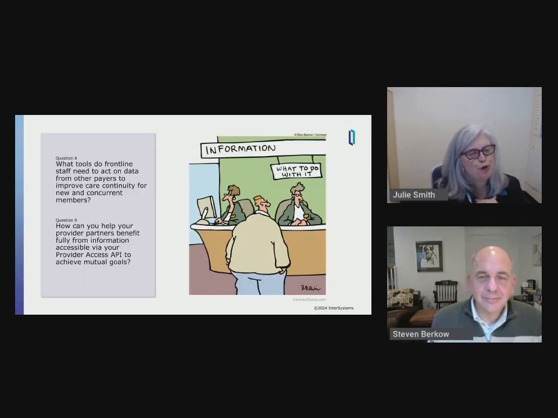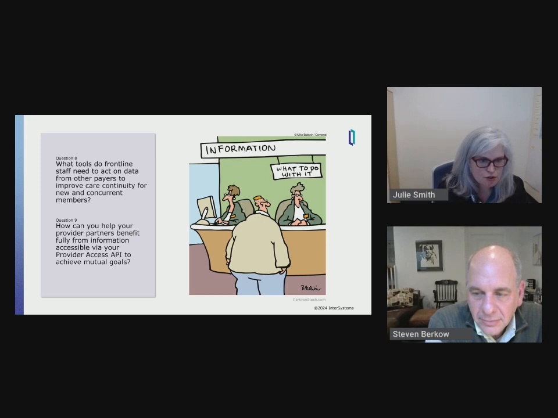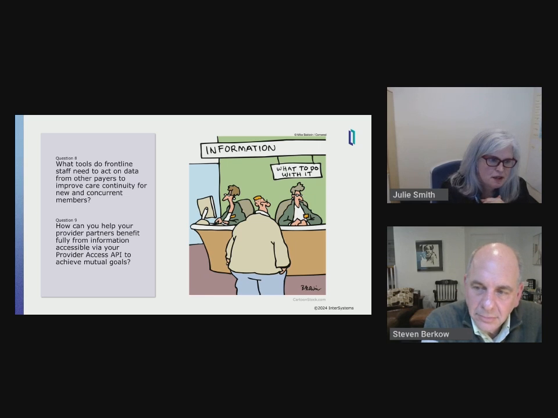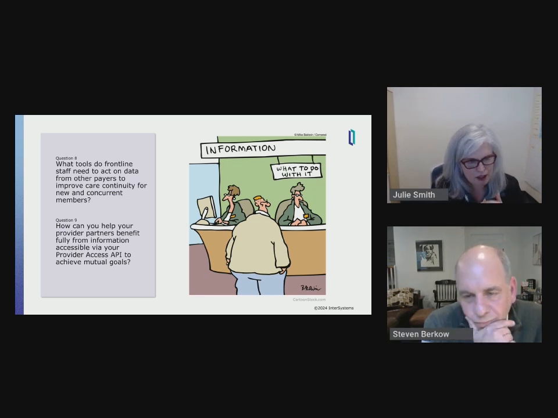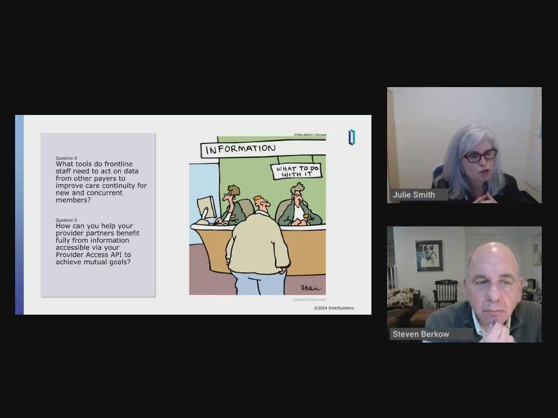So here we go with the end user impact, right? So question 8, what tools do frontline staff need to act on data from other payers to improve care continuity for new and concurrent members? And then sort of alongside that, how can you help your provider partners benefit fully from information accessible via your provider access API to achieve mutual goals? And this is where we can really think about and acknowledge that at times there is friction between payers and providers. And this is a key opportunity to say we can do better together.